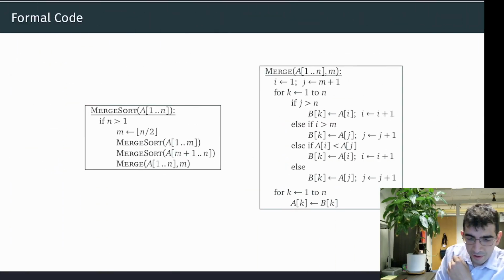So that's our merge sort algorithm. Here is the formal code. We check if the array is larger than one. That's important because if the array is only one element, then it's already sorted. The sort only matters if the array is larger than one. We simply find the middle index of the array, and then merge sort each half, and then merge the two halves together.